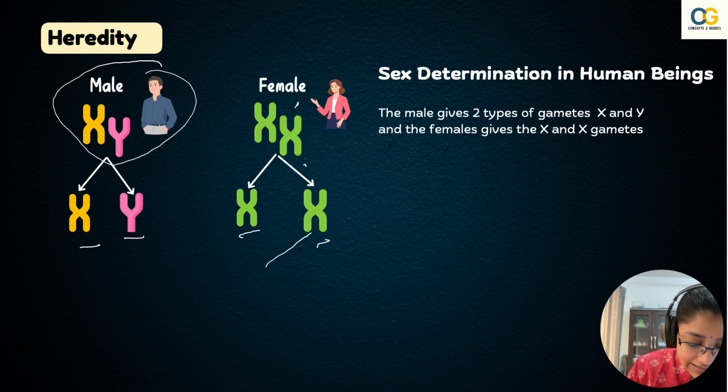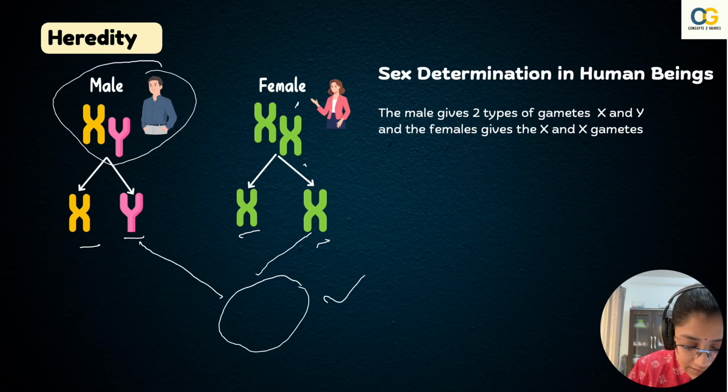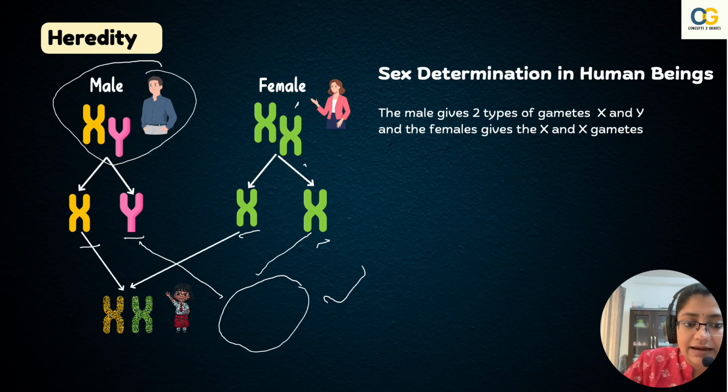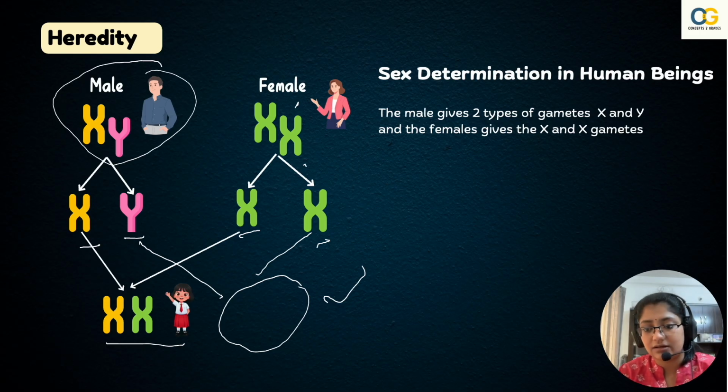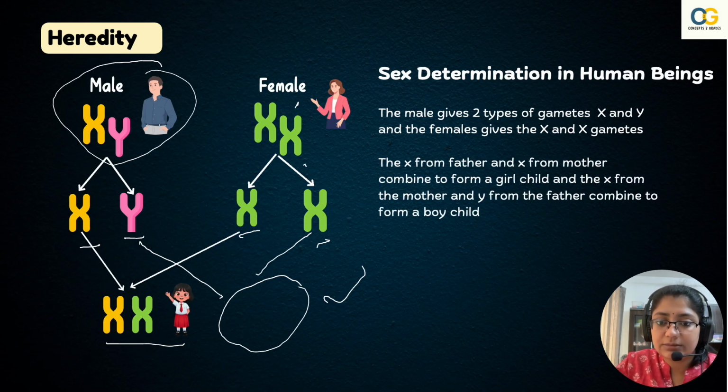So if the X and the Y from the father merge together, you get a male child or the boy child. And if the X from the female and the X from the male merge together, you get the female child, which is XX. This is how the gender is determined in case of human beings.